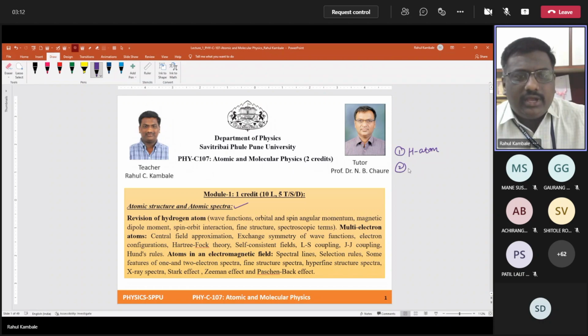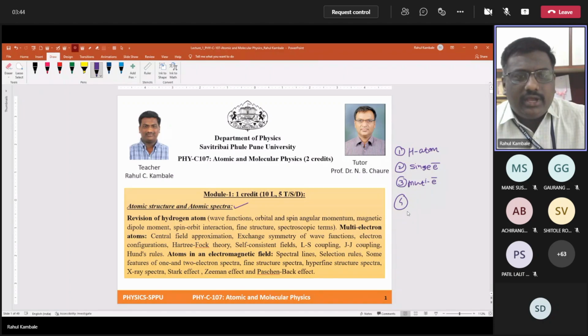Then second means hydrogen, we know that that is 1s1. So it means it is a single electron system. Then the third part is multi-electron system. The name itself indicates that some atoms are there, those who have more than 1 electron. And the fourth one, I can say that is the most important part throughout these basic physics, not just for atomic physics, but basic physics.